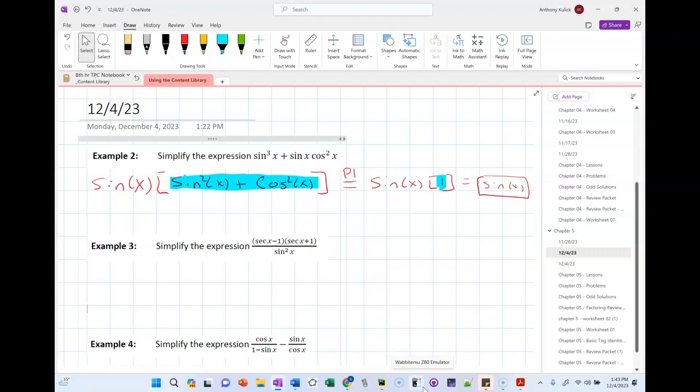Let's look at the next one. So here we have secant x minus 1 times secant x plus 1 all over sine squared x. What do we typically start by looking for? Something algebra to do. Does anyone see an algebraic thing we could do here that looks like a good idea? Take a risk and volunteer. We got to get used to doing this. It's the only way we're going to get better.